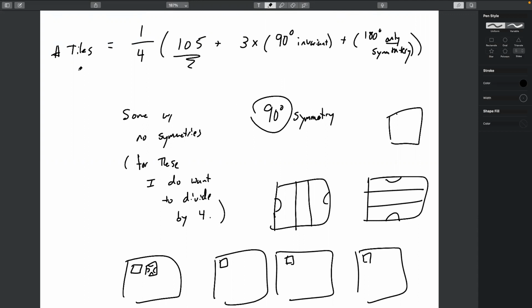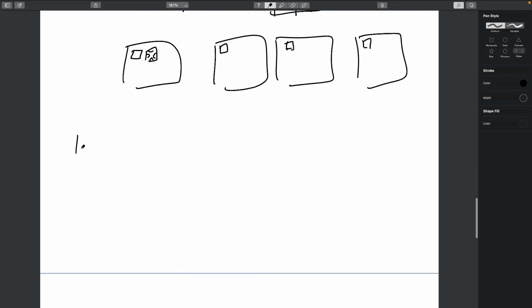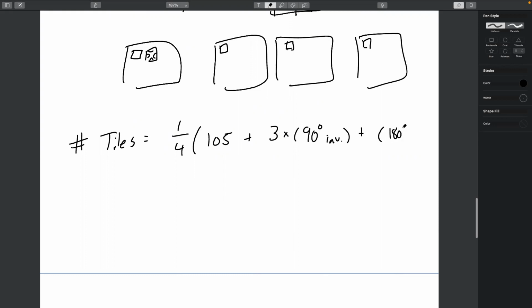So this seems like a good strategy for counting our number of tiles. So to summarize, our number of tiles should be 1/4 of 105, which is all of the tiles, plus 3 copies of the ones with 90-degree invariance, and 1 extra copy of the ones with 180-degree only invariance. Okay, that is a lot to digest, but I hope at least, even if you don't fully buy all the arguments so far, you can say that spiritually this seems legit. Okay, yeah.